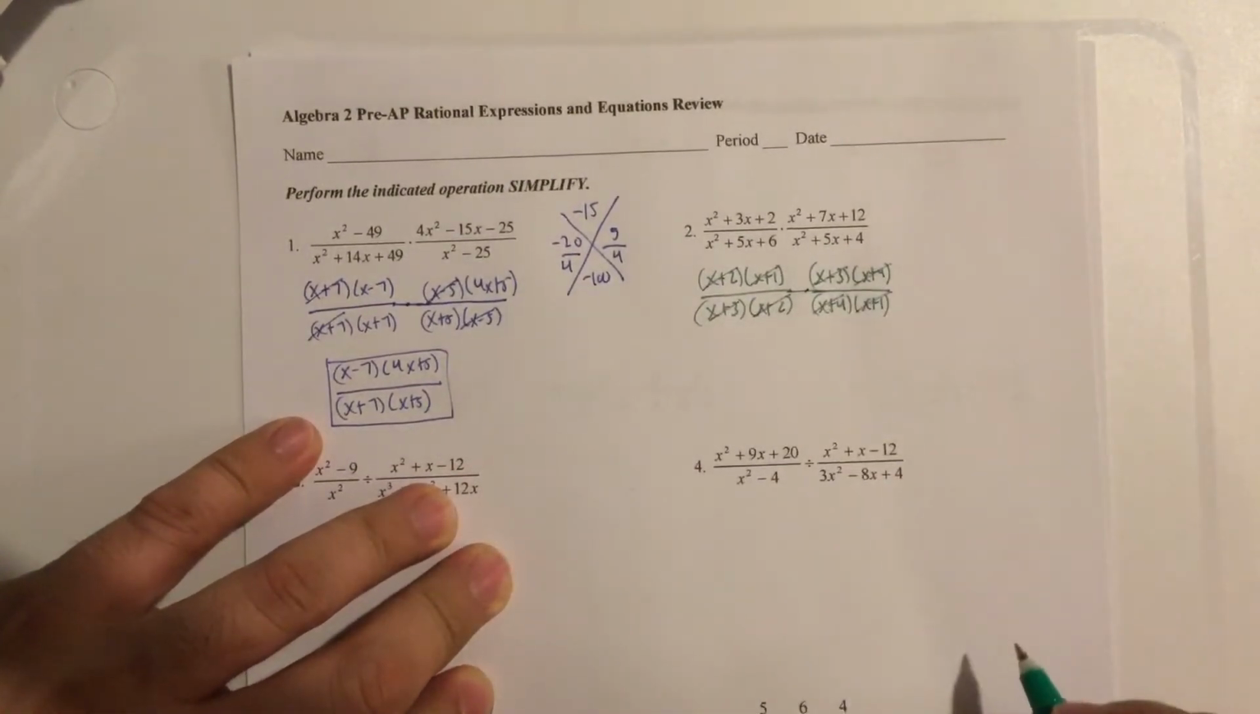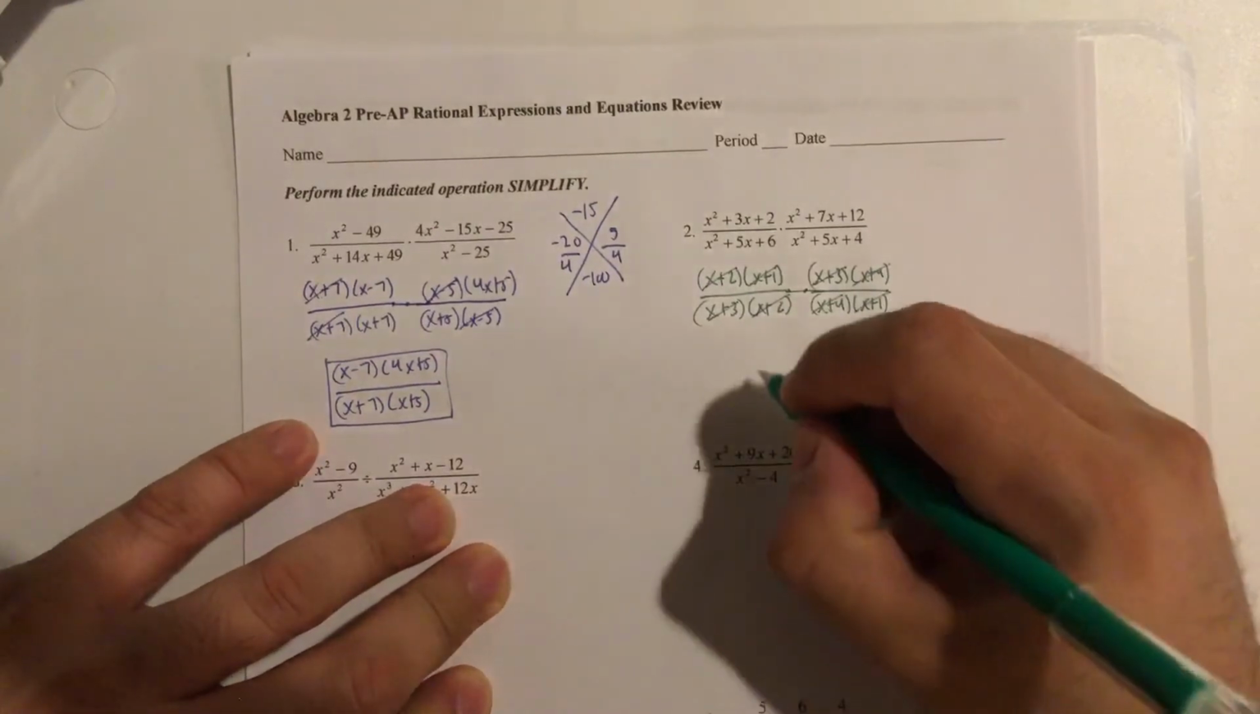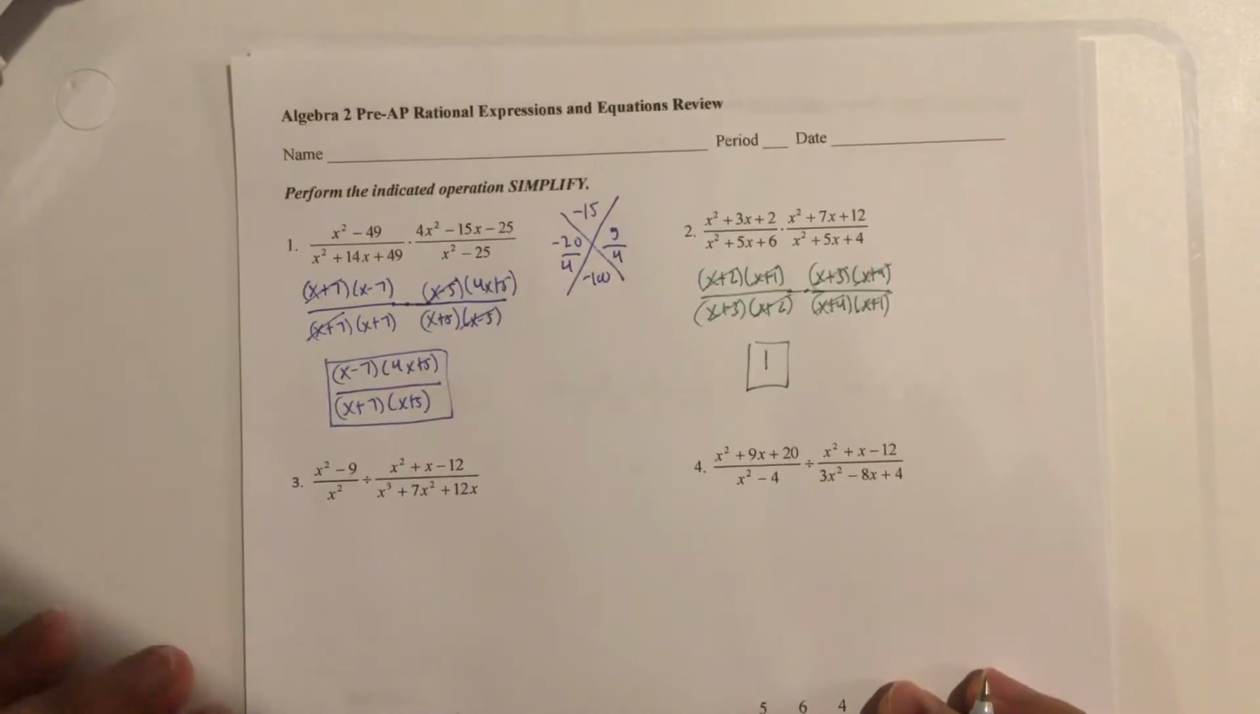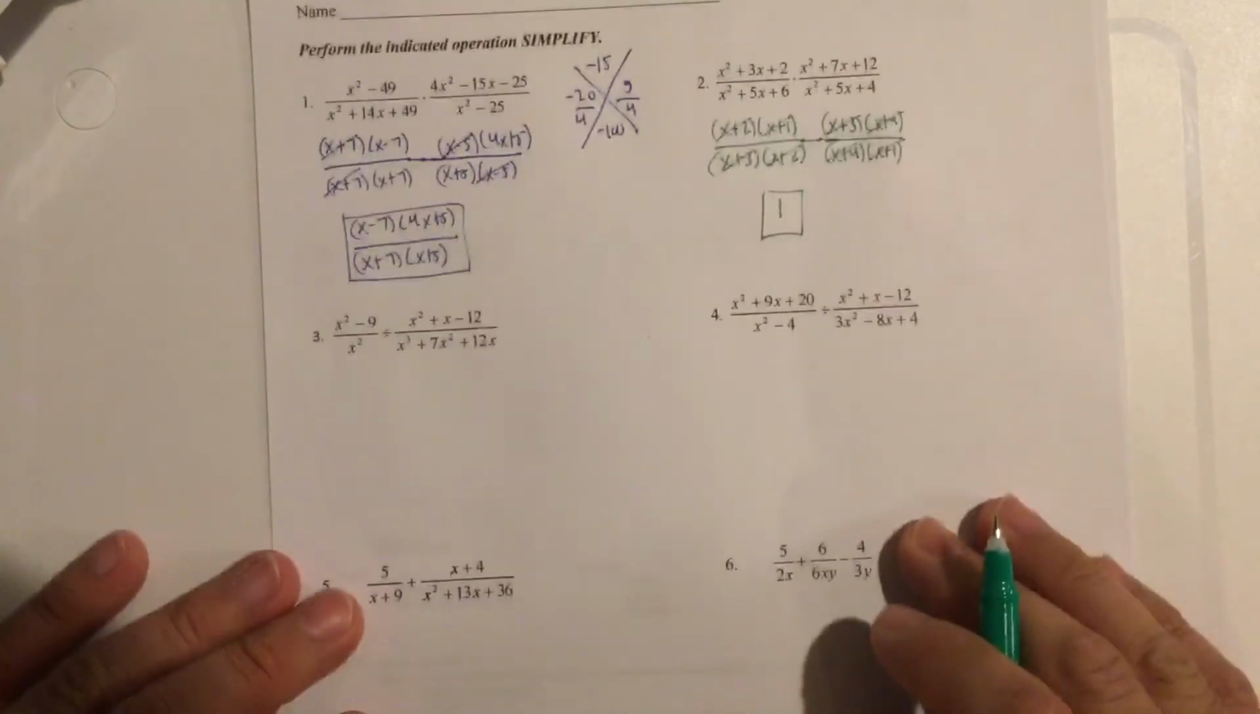So we notice that everything is crossed out. So when that does happen, your remaining answer is going to be 1, because anything divided by itself reduces to 1 if everything cancels. All right, let's take a look at number 3.